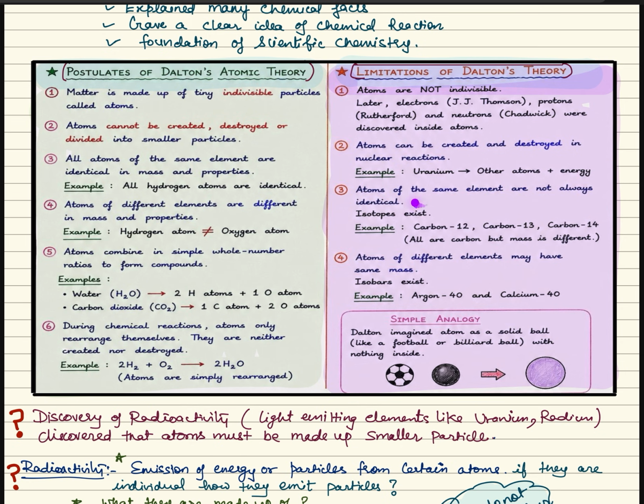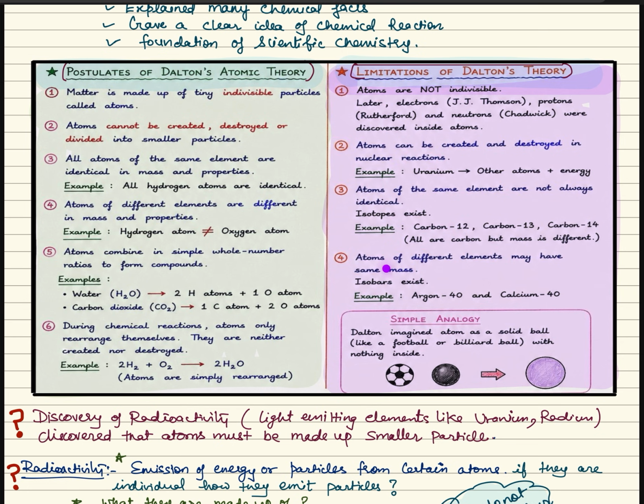And third limitation, atoms of the same element are not always identical. Okay, he said that all atoms are identical, hydrogen atom or carbon atom, but hydrogen and carbon also exist in the form of their isotopes. Okay, that we will study later in this chapter. So atoms of the same element are not always identical. Okay, they also have their twins in nature.